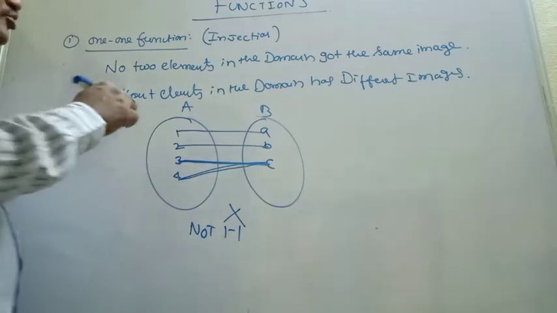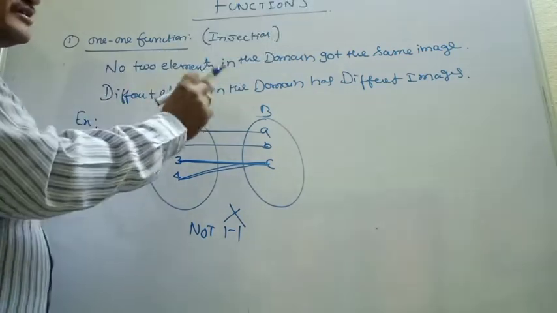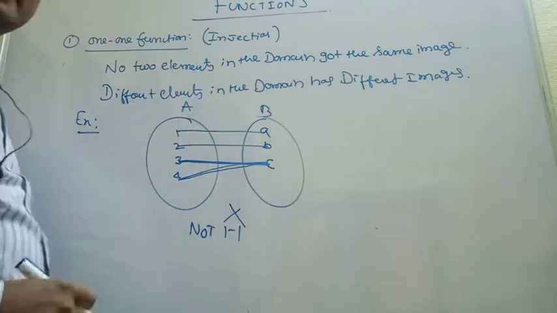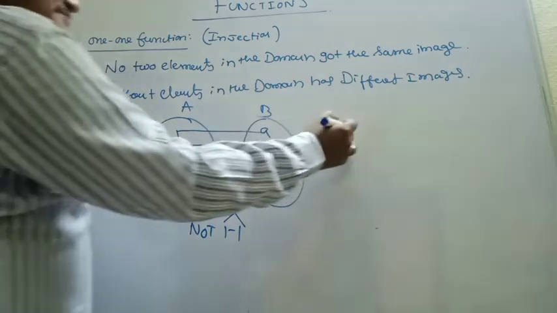I told you that no two elements in the domain got the same image. That means different elements in the domain should have different images. That's why, my dear students, this is not a one-one function.